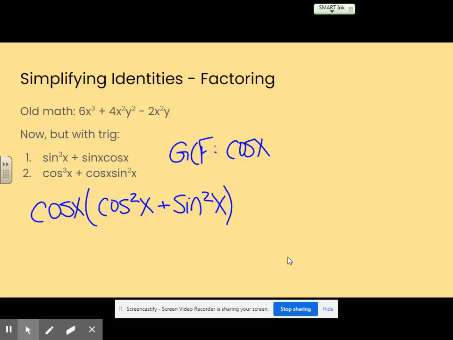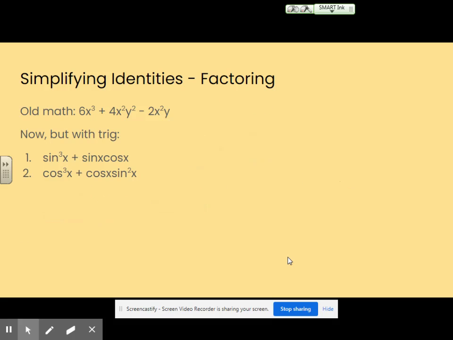Nice. Okay. So this is what we do when we're simplifying, when we're factoring. Now I could take a few of these solutions and keep going with them, but right now we're just focusing on that step of factoring.